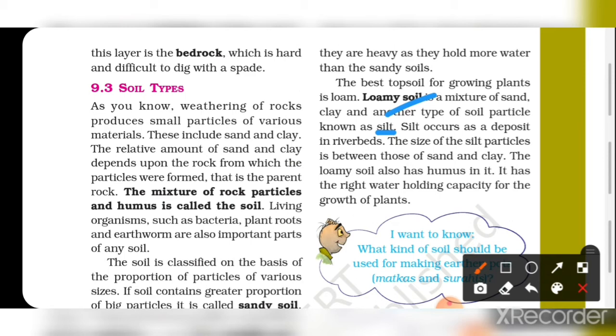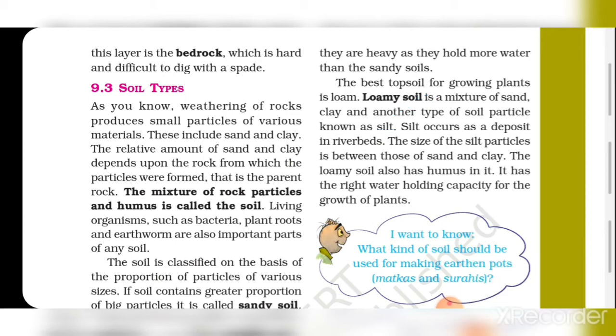The silt occurs as a deposit in the river beds. The size of the silt's particles is between those of sand and clay. The loamy soil also has humus in it. It has the right water holding capacity for the growth of the plants. loamy soil में जो water holding capacity for plants है वो बहुत अच्छी होती है. So it is good for the growth of the plants.